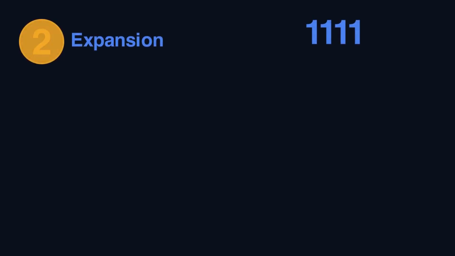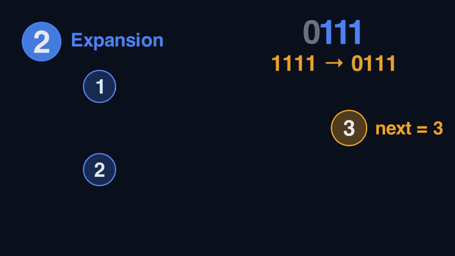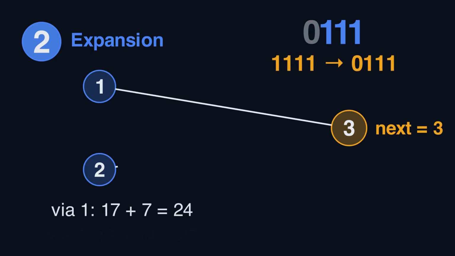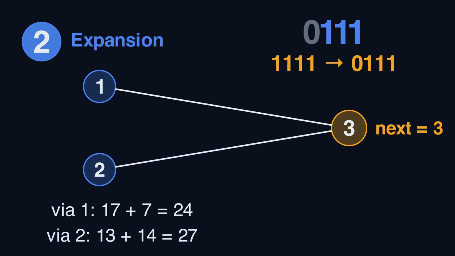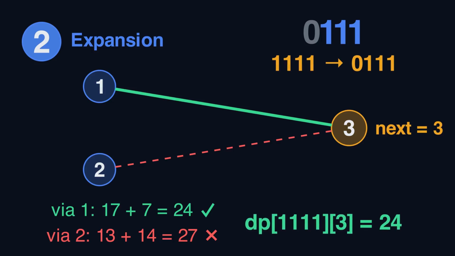Next, the heart of the algorithm. Expansion. We grow paths by length. For each subset of cities of a given size that includes the start, we look at every possible last city in that subset. To reach it cheaply, we drop that city from the set, take the best cost of the smaller subset ending somewhere else, and add the edge into our target. We try every predecessor and keep the minimum.